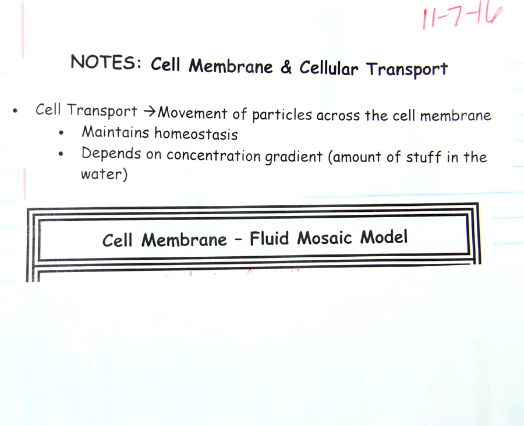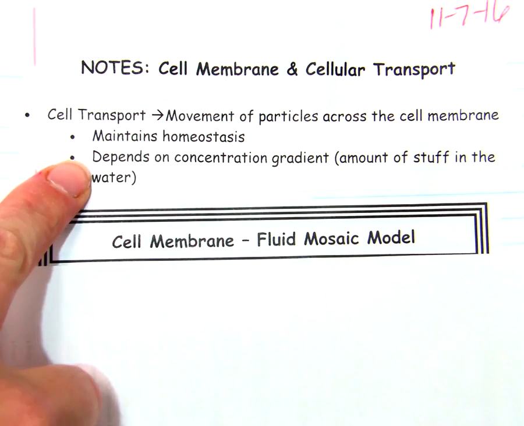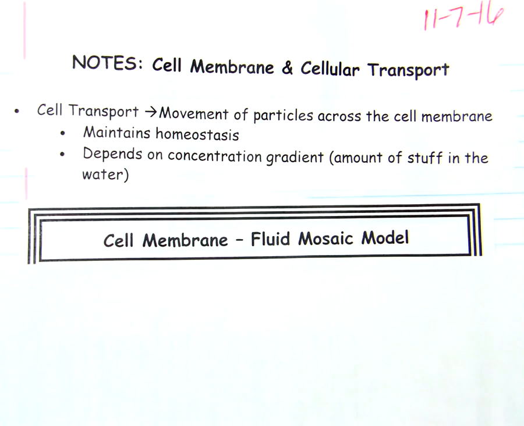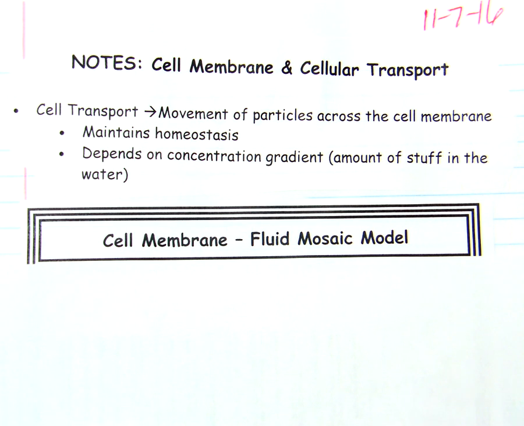So for cell membrane, our notes today are cell membrane and cell transport. We're going to start off with a definition of cell transport. Cell transport is the movement of particles across the cell membrane. It helps the cell to maintain homeostasis. It maintains its proper internal balance.